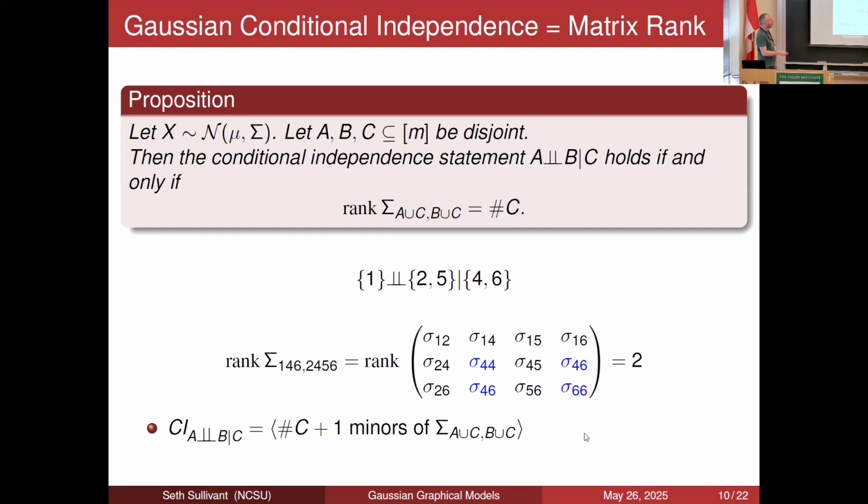Okay, so we can make an ideal associated to this independence statement, which is the conditional dependence ideal. We just take that particular submatrix of our covariance matrix, and we do all of the C+1 minors of that. That is going to encode this rank condition. Okay, so conditional dependence for Gaussian random variables is just determinantal constraints.